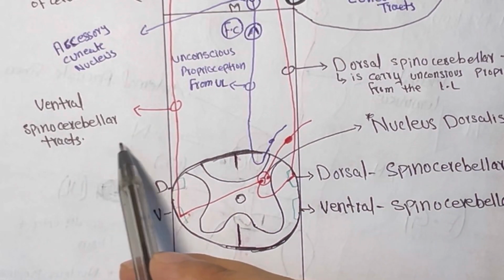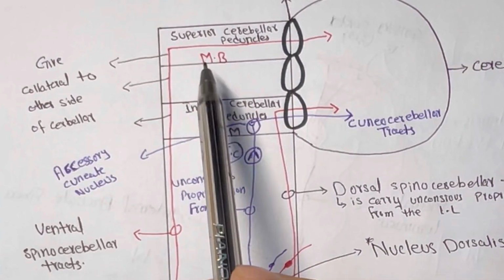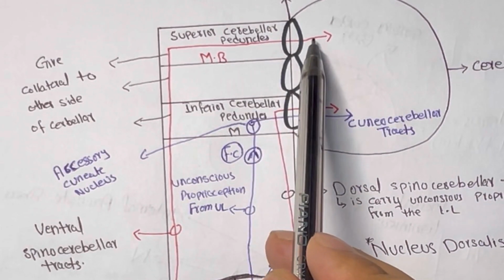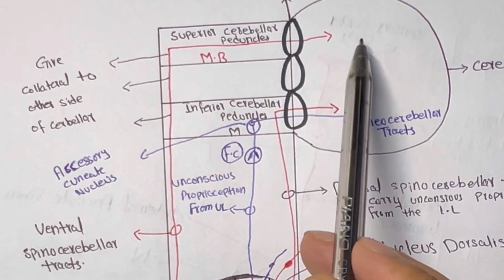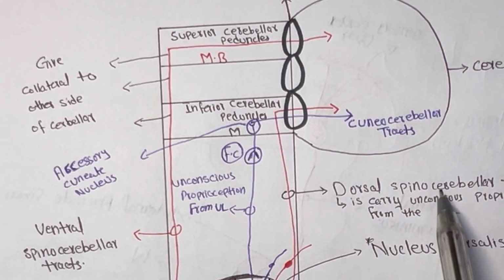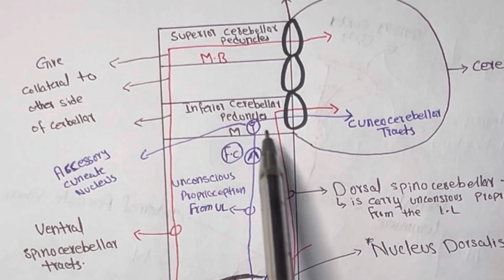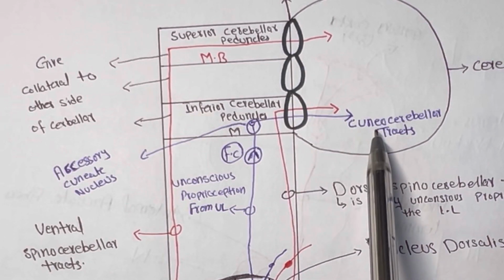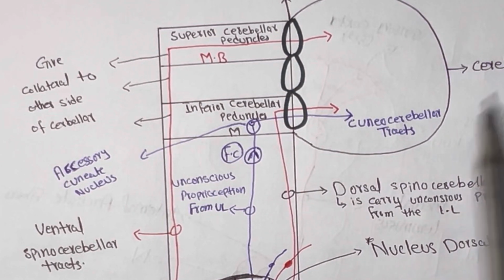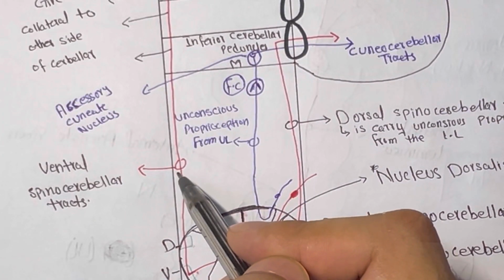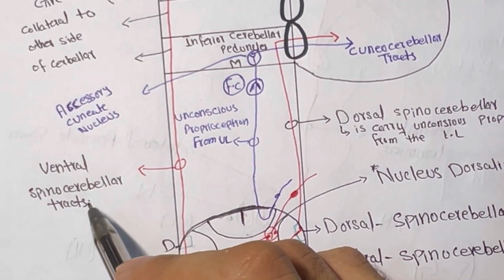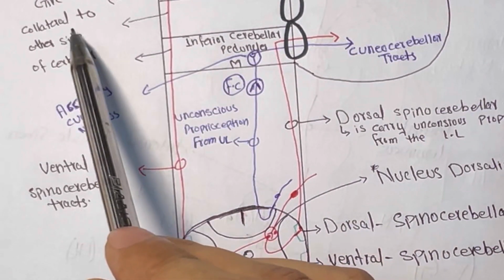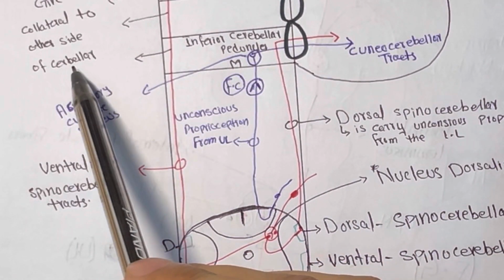The ventral spinocerebellar tract goes up through the superior cerebellar peduncle and enters the cerebellum, and the dorsal spinocerebellar tract goes through the inferior cerebellar peduncle and into the cerebellum. One more important thing: the ventral spinocerebellar tract not only enters the cerebellum but also gives collaterals to the other side of the cerebellum.